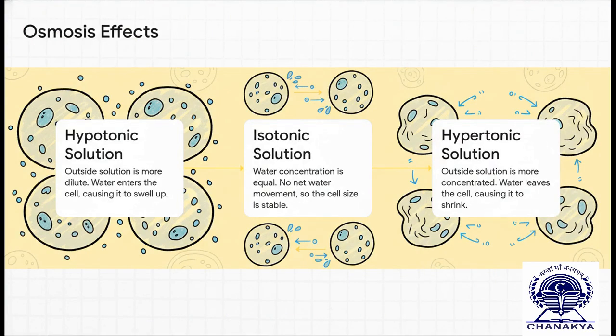So how does something like water get past this bouncer? Well, it has a special VIP pass called osmosis. And it's all about balance.